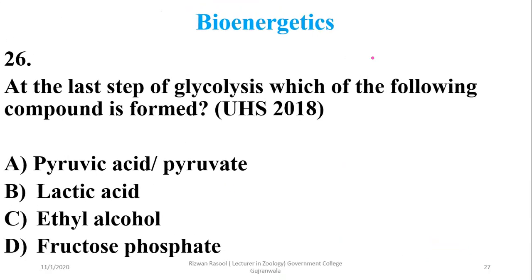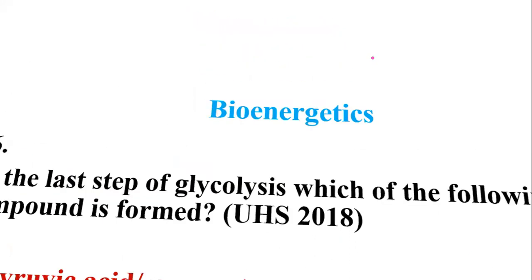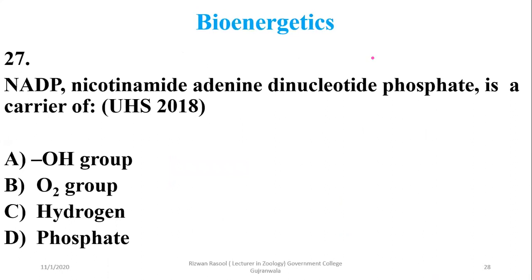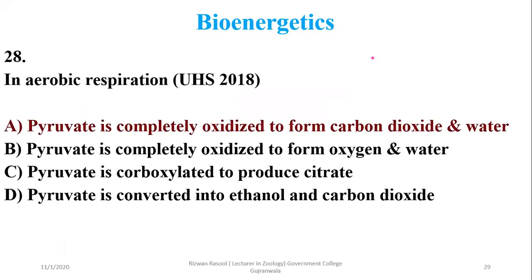At the last step of glycolysis, which of the following compounds is formed? It is definitely pyruvate, because one glucose molecule is broken down to form two pyruvate during glycolysis. Number 27, NADP, which is a coenzyme in photosynthetic reactions, nicotinamide adenine dinucleotide phosphate, is a carrier of hydrogen in its reduced form. In aerobic respiration, pyruvate is completely converted to form CO2 and water, while in case of anaerobic respiration, it may form ethanol or lactic acid depending upon the type of cells. Right option is alpha in this case.